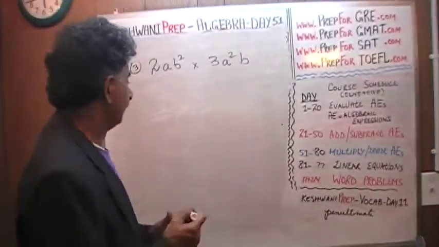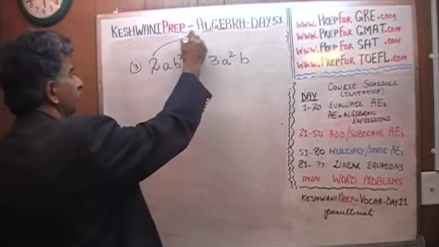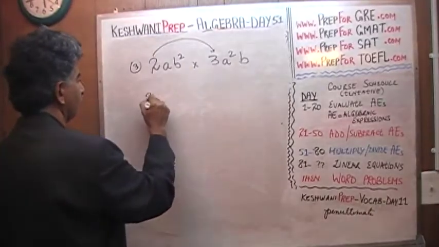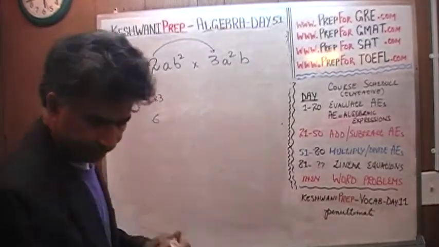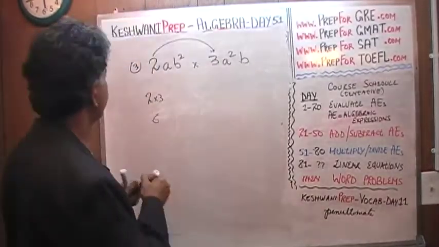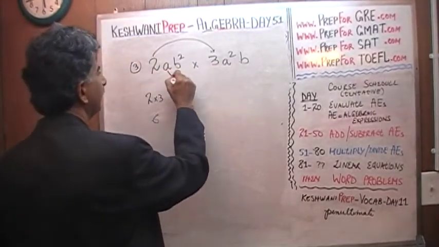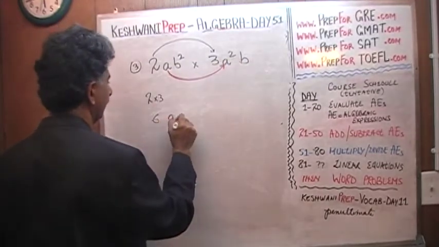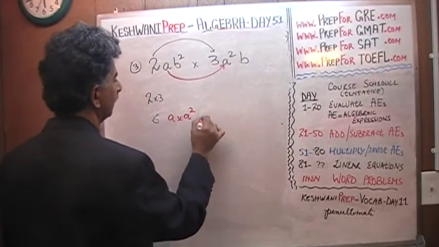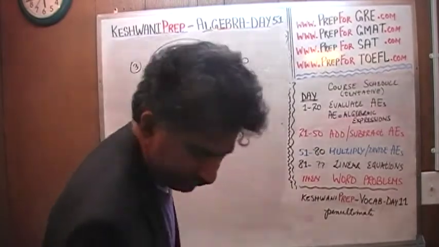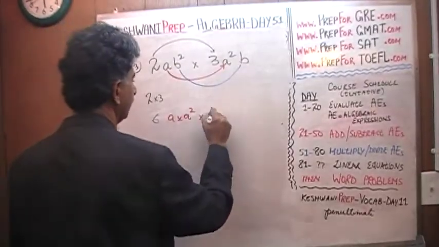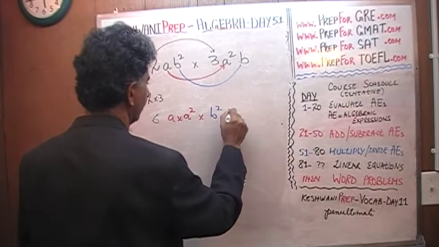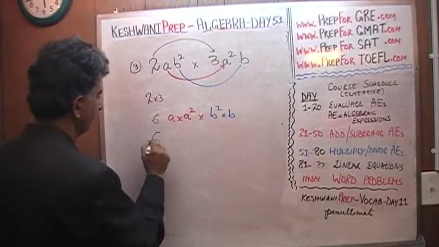Alright. So here we have 2 times 3, which is simply 6. And then we have a times a squared, and then we have b squared times b times b. Well, this is 6.